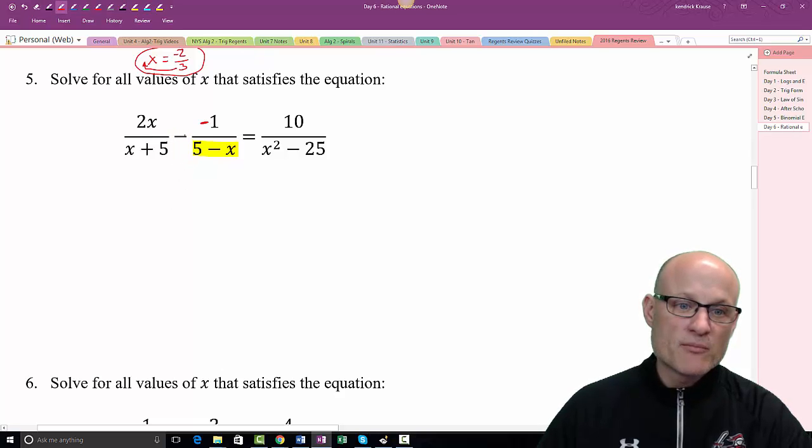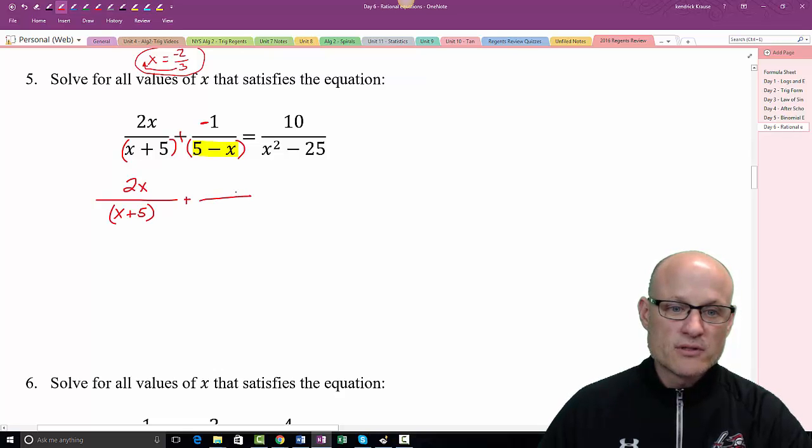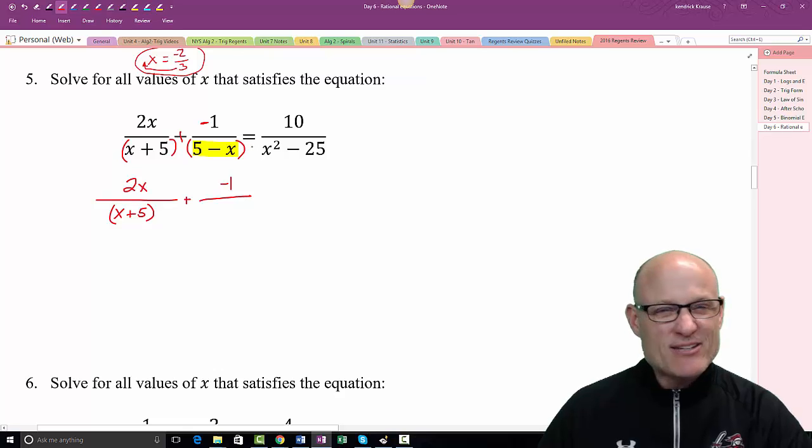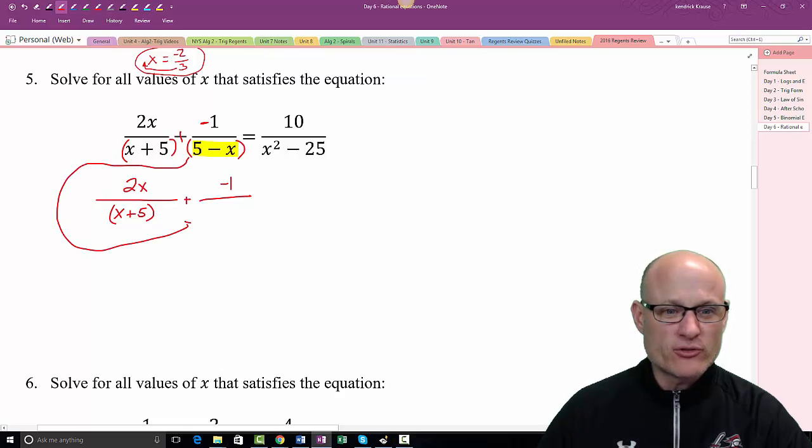Oops, that's a positive. Now I'm going to put this in parentheses. So I'm going to copy this all down. 2x, you'll see why in a second. x plus 5 plus negative 1. Now that thing's a problem because it's backwards, and it's going to be a major issue if I leave it like that. So I don't want to leave it like that. So what I'm going to do is just turn it around.